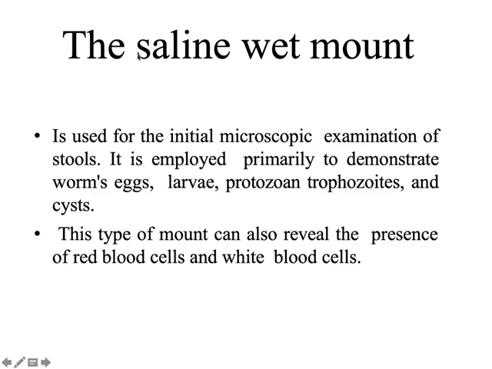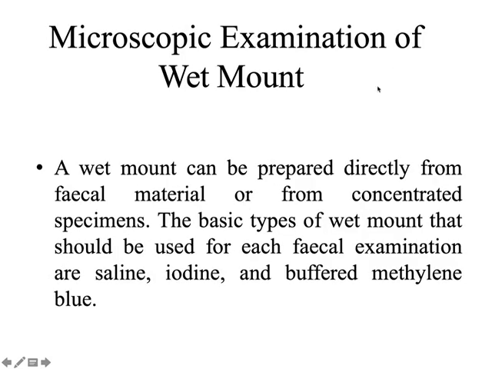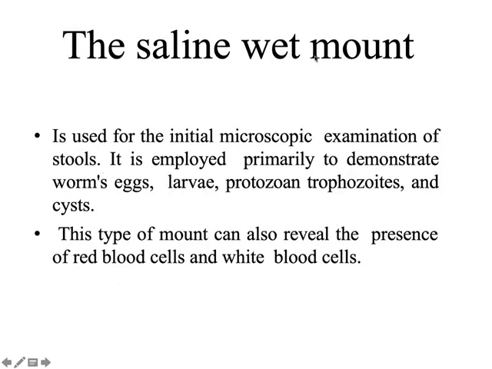Okay. And we have a saline wet mount. For example, wet mounts, as I mentioned here, we can use saline, iodine, or methylene blue. So first of all, we have saline. In the saline wet mount, we can find worms, eggs, larvae, protozoan trophozoites, and cysts. And sometimes we can see red and white blood cells.